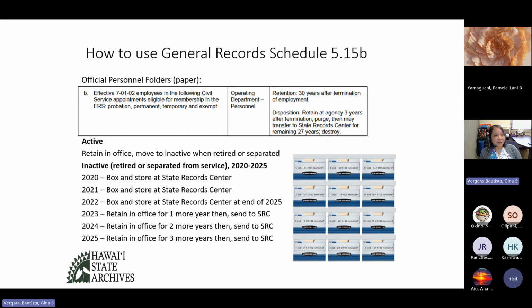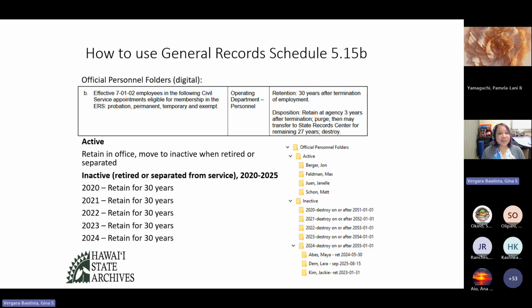And of course, for the more recent files, 2023, you got to wait 1 more year to send to the Record Center, 2024, 2 more years, and 2025, when it closes, of course, 3 more years, and then sent to the State Record Center in order for you to comply with the retention and disposition of those records.